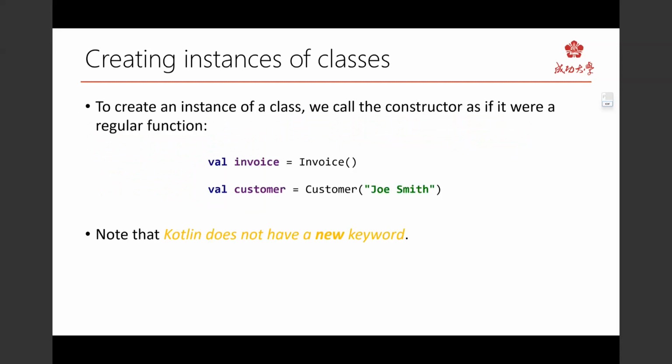Once a class is defined, how can we instantiate an object? Objects can be instantiated by calling the constructors, either the primary constructor or a secondary constructor. Here's a very simple example. Here you can see we created an invoice object, and obviously the constructor doesn't take any arguments or parameters. And this is how we create a customer object. One thing to note over here, we don't need the new keyword in Kotlin. This is the difference between Kotlin and Java, and C++.